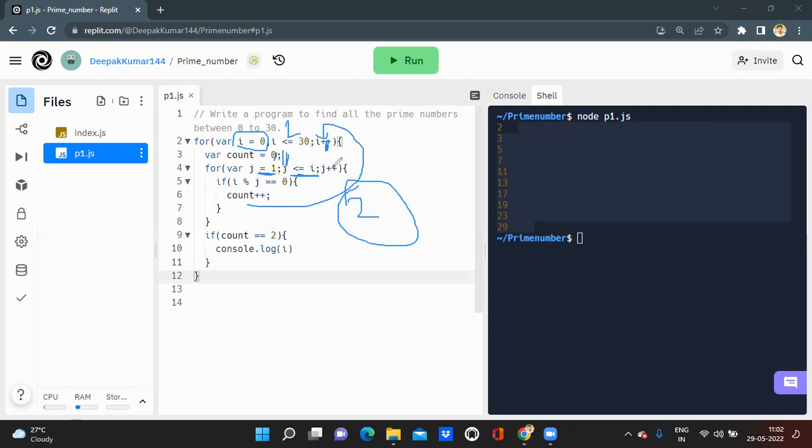Again j increases, j equals 2. Is 2 less than equal to I? The value of I is 2, right? Yes, it is less than equal to 2. So it checks this condition and increases the count variable. Now count is 2. Now j equals 3. Is 3 less than equal to 2? No, it is not. So it doesn't enter any of these conditions. Count is 2, so it prints 2, right? It prints 2. Now I increases and I becomes 3.